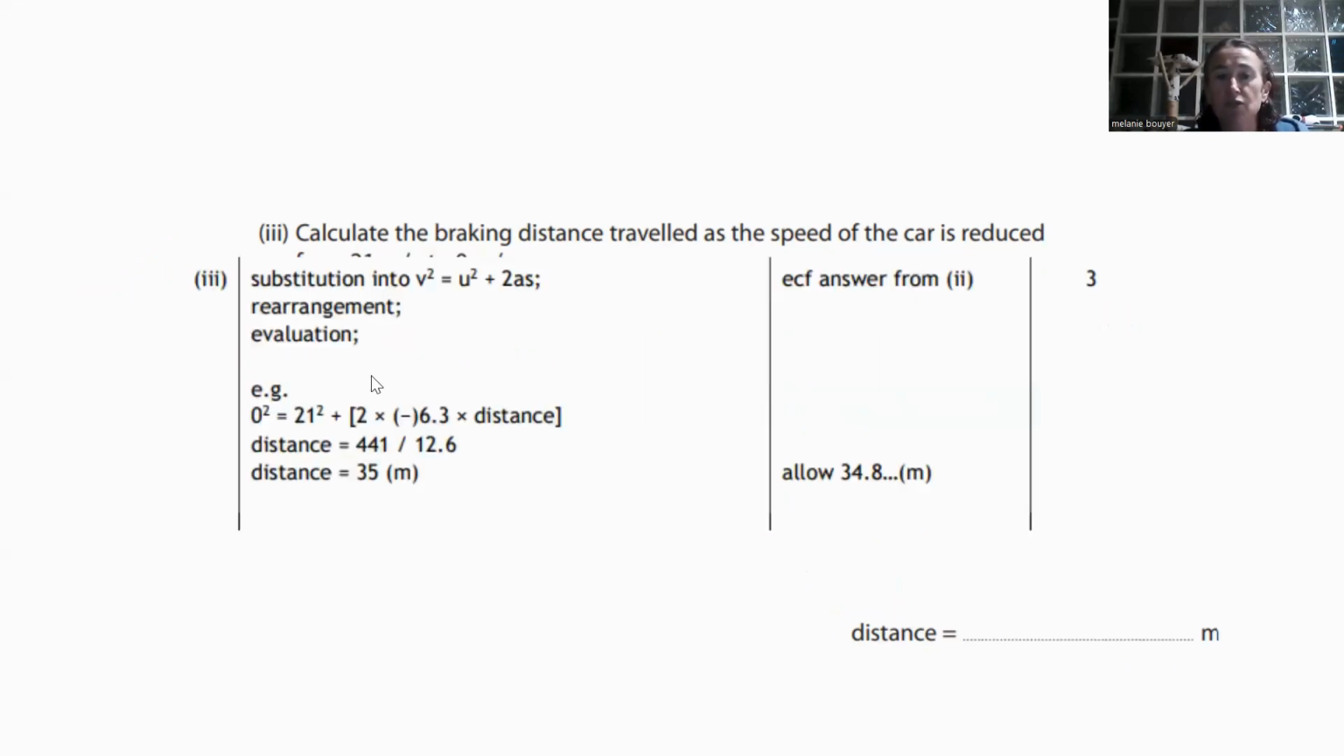Okay, so substitution, like I said. ECF means error carried forward. In other words, if you calculated the wrong acceleration, but you're using it correctly in your equation and you are substituting correctly and it's clear what you've done, then you will not get penalized for using the wrong acceleration, as long as it is the one you've calculated in the answer before. And then you can see the distance calculated at 35 meters.